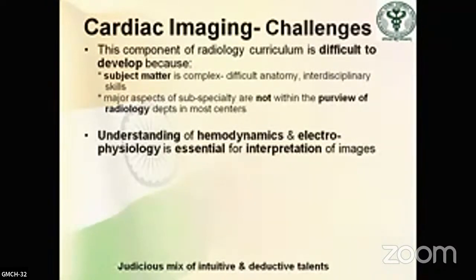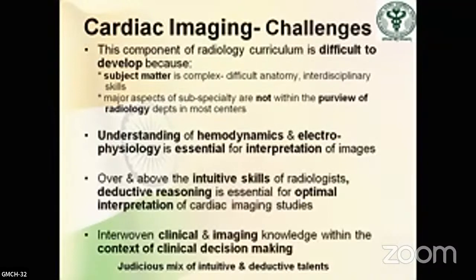The reason is because the subject matter is very complex. Why? Because the anatomy is not straight. That's one problem. The second problem is it is largely interdisciplinary. In other words, for a radiologist to do cardiac imaging, you must have an understanding of the hemodynamics, understanding of electrophysiology. So you ask, am I a radiologist or am I a cardiologist? That's where the problem is. The boundaries between radiology and cardiology or cardiothoracic surgery are blurred.